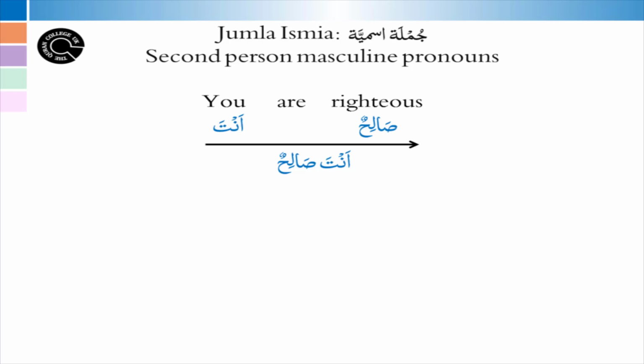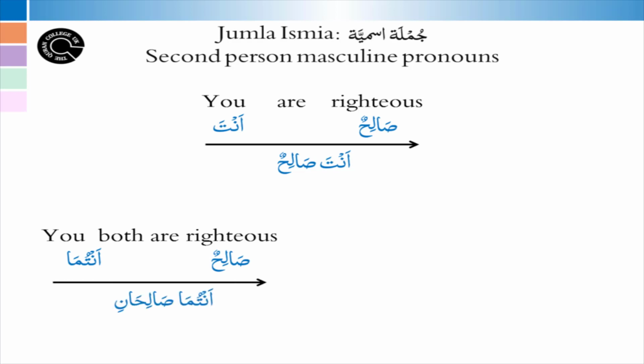We can use the second person dual pronoun, you both are righteous. For righteous, we use salihun. For you in dual form, we use antuma. Therefore, the nominal sentence with the second person masculine dual pronoun is antuma salihani. Remember that antuma is used for both masculine and feminine dual cases.